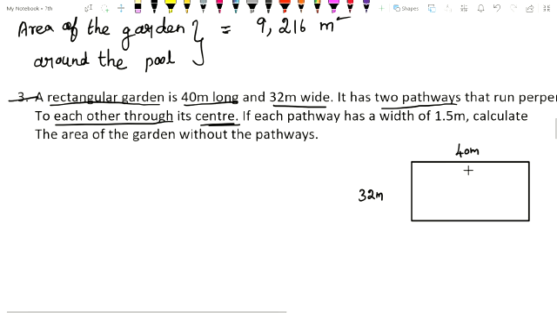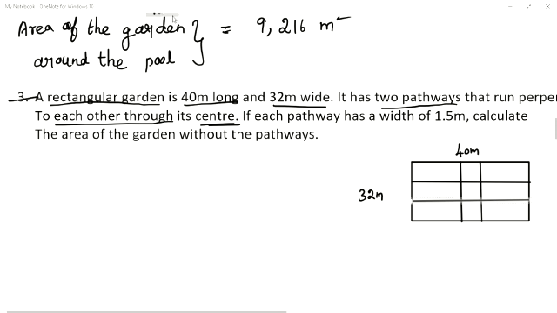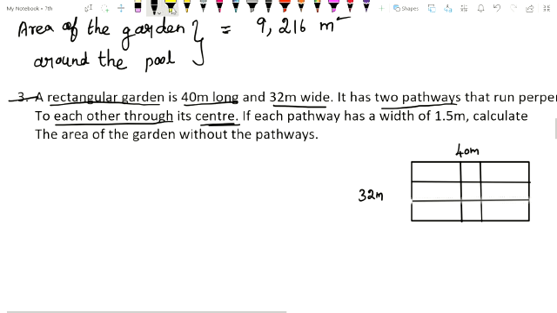So pathway 1, this is one path. Okay, this is one way, this is another pathway. Okay, see here, this is one path, this one is another.